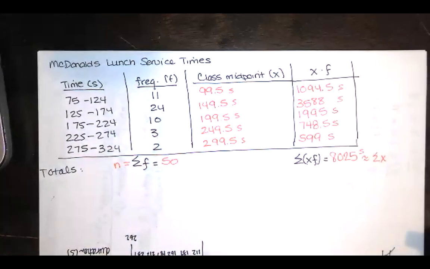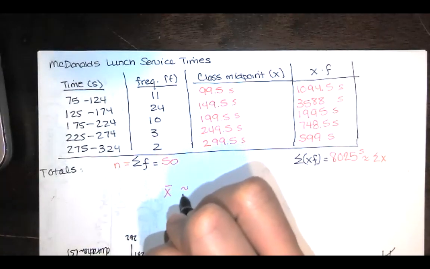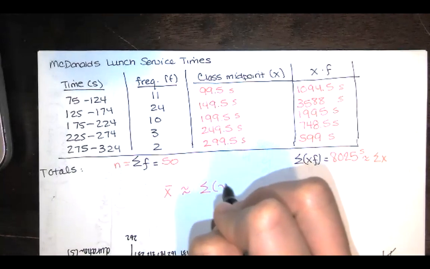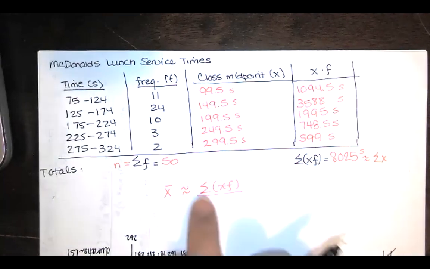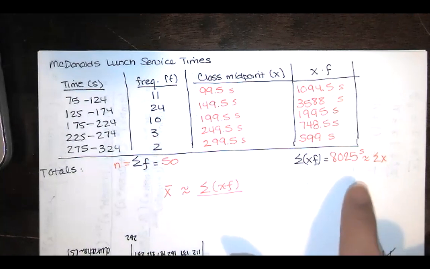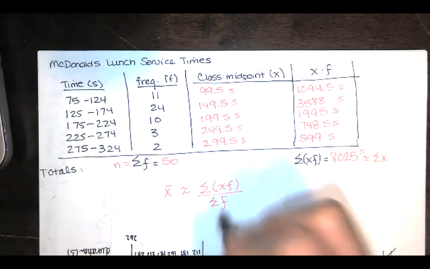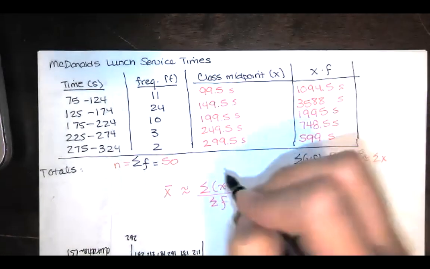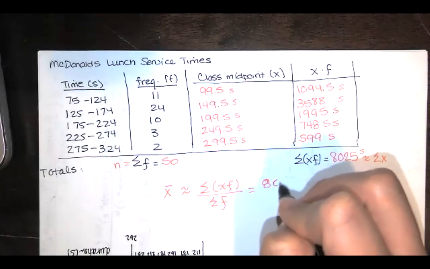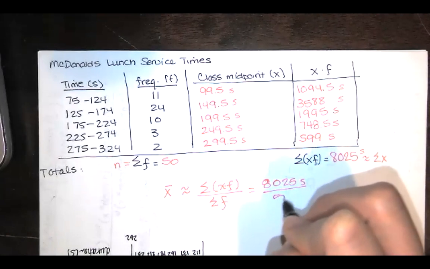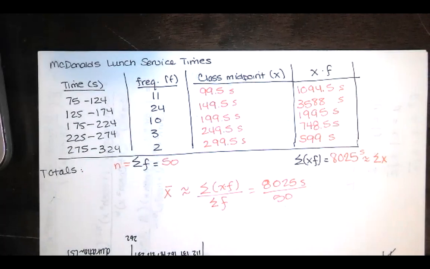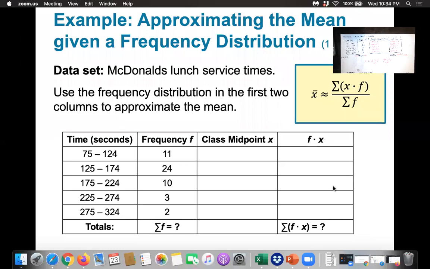All right, so our sample mean is approximately the sum of those class midpoints times frequencies, which is an approximation of the sum of all of the actual values on our list, divided by the sample size, which happens to be the same as the sum of the frequencies. So this is 8,025 seconds divided by 50. And that's an approximation of the sample mean. So let's go back to our slides. Okay.